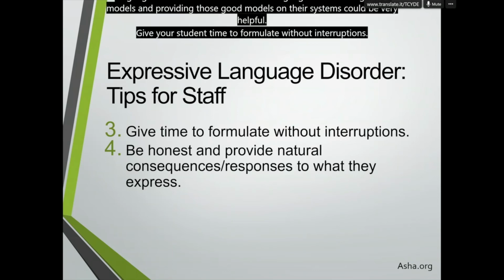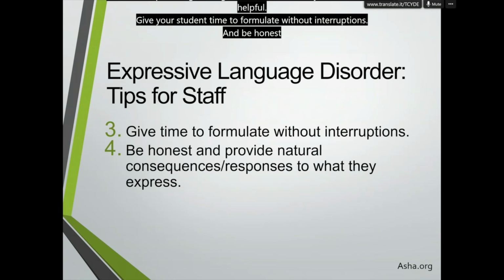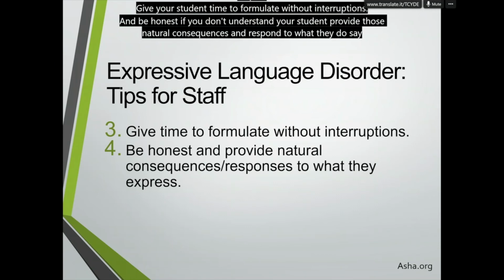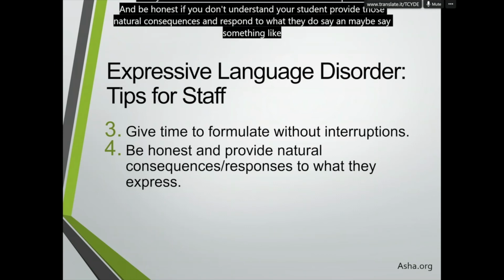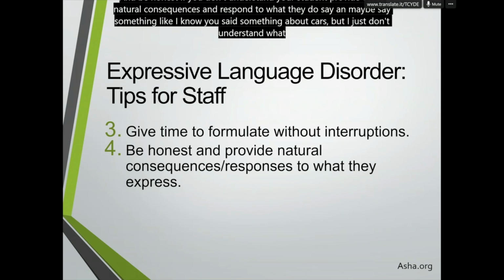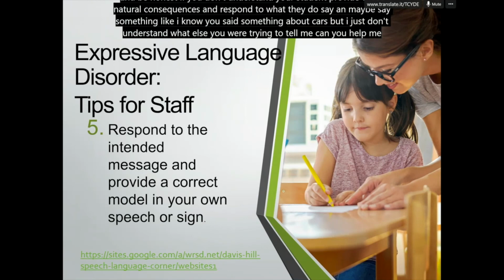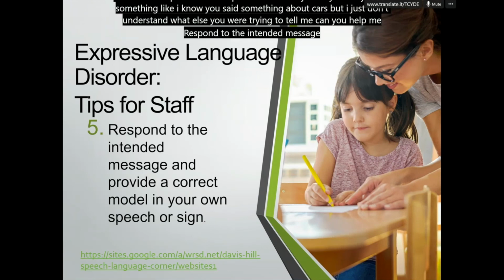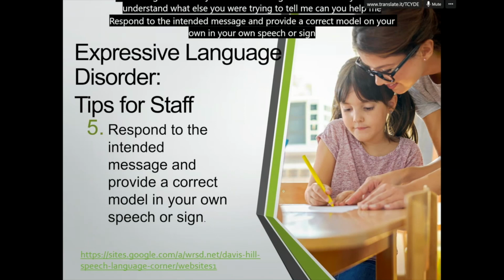And be honest. If you don't understand your student, provide those natural consequences and respond to what they do say. Maybe say something like, "I know you said something about cars, but I just don't understand what else you were trying to tell me. Can you help me?" Respond to the intended message and provide a correct model in your own speech or sign, or using your own AAC system.